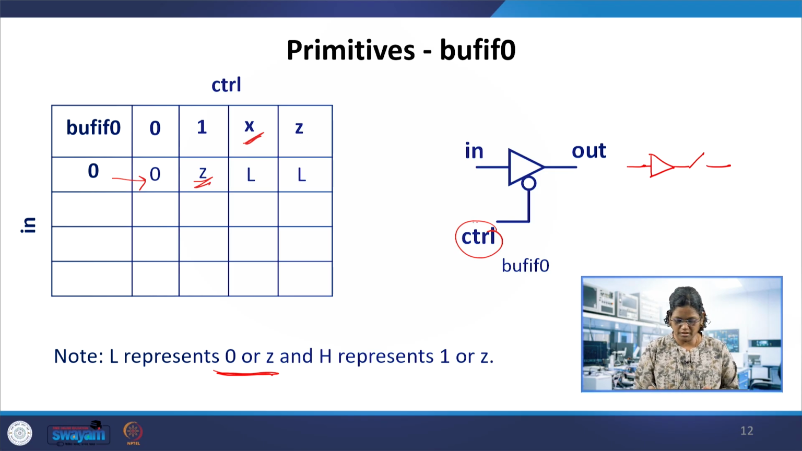Similarly for Z here, if the control input is Z, that itself is the high impedance state. If the input is 0, in that case it can take either 0 or the high impedance state as the output. Okay, so this possibility is to be noticed for L. And for buffer if 0, the gate input is 1. So the input is 1, the control is 0, so 1 is passed directly, and if it is not, then high impedance state.